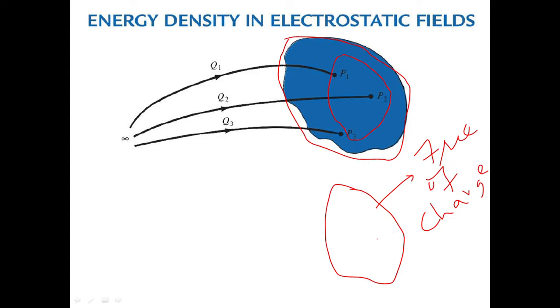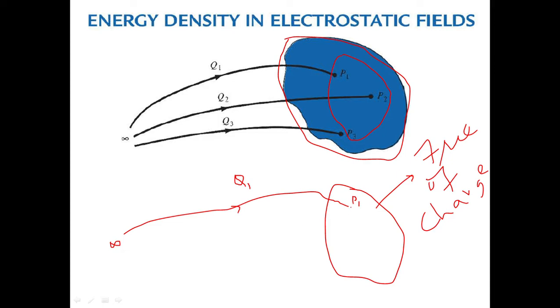There will be nothing here in the beginning. So now what we'll be doing is, from some point at infinity, we'll first bring q1 inside this space to point p1. So first we'll bring a charge of q1 to this point p1, right?